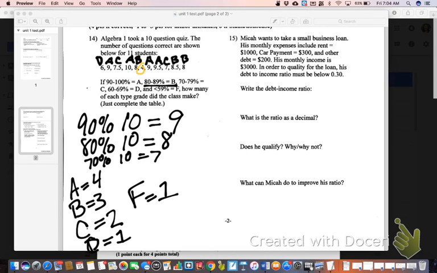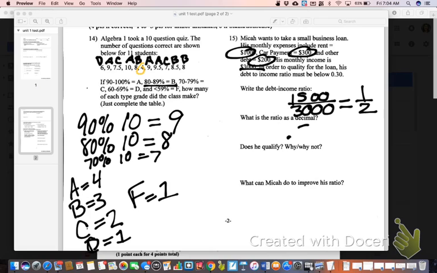Okay, for number 15, this one was bonus, but I'm going to go ahead and work it for you anyway. So Micah's debt to income ratio. Remember, the debt goes on top, the income goes on the bottom. So he's got $1,000, $300, and $200, so a total of $1,500 that he spends on debts going out. And he's got $3,000 in income. So his debt to income ratio is 1,500 over 3,000, which simplifies to 1/2 if you choose to do that. As a decimal, of course, 1/2 is simply 0.5.